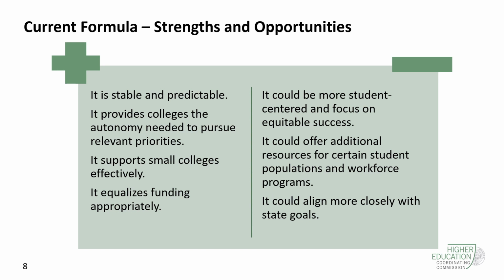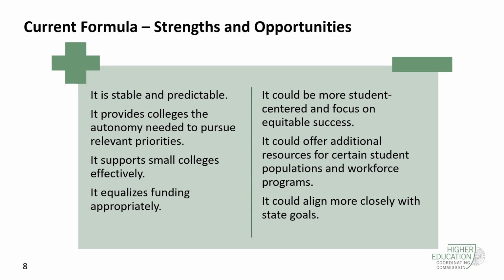The work group very early on established via the current formula that there were some strengths and opportunities with the current formula. So there are discernible elements of it that are largely considered to be strengths. It is stable, it's predictable, it provides the colleges with the autonomy they need to pursue community-based priorities. It supports small colleges effectively through the base payment approach.